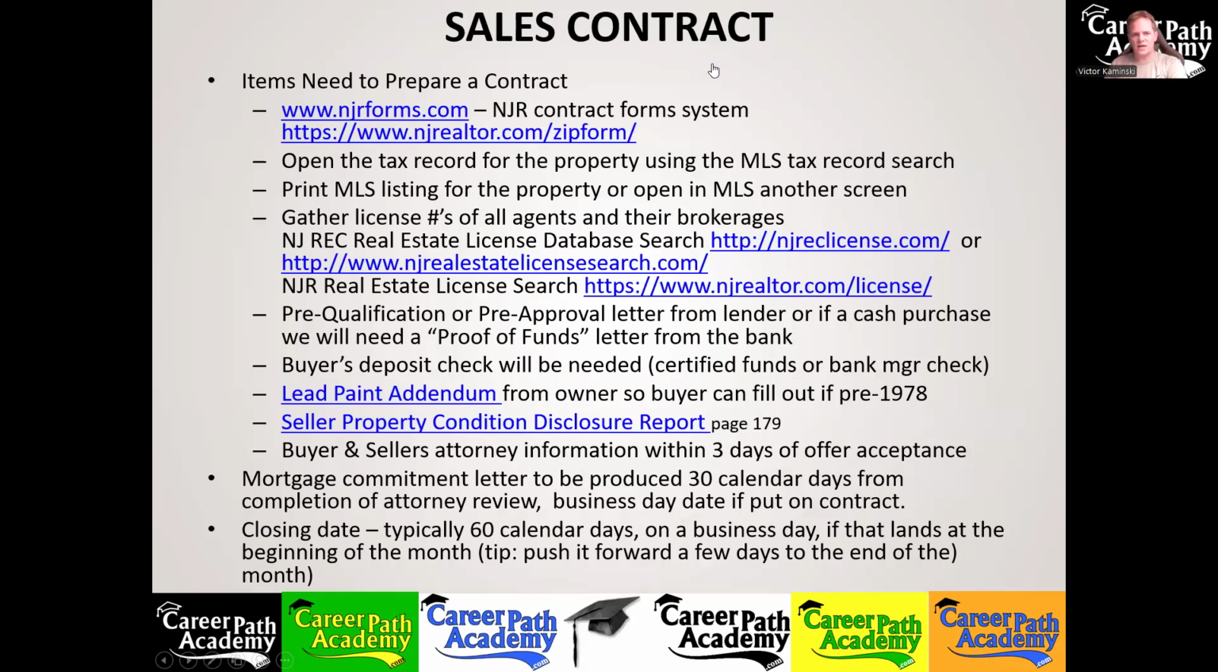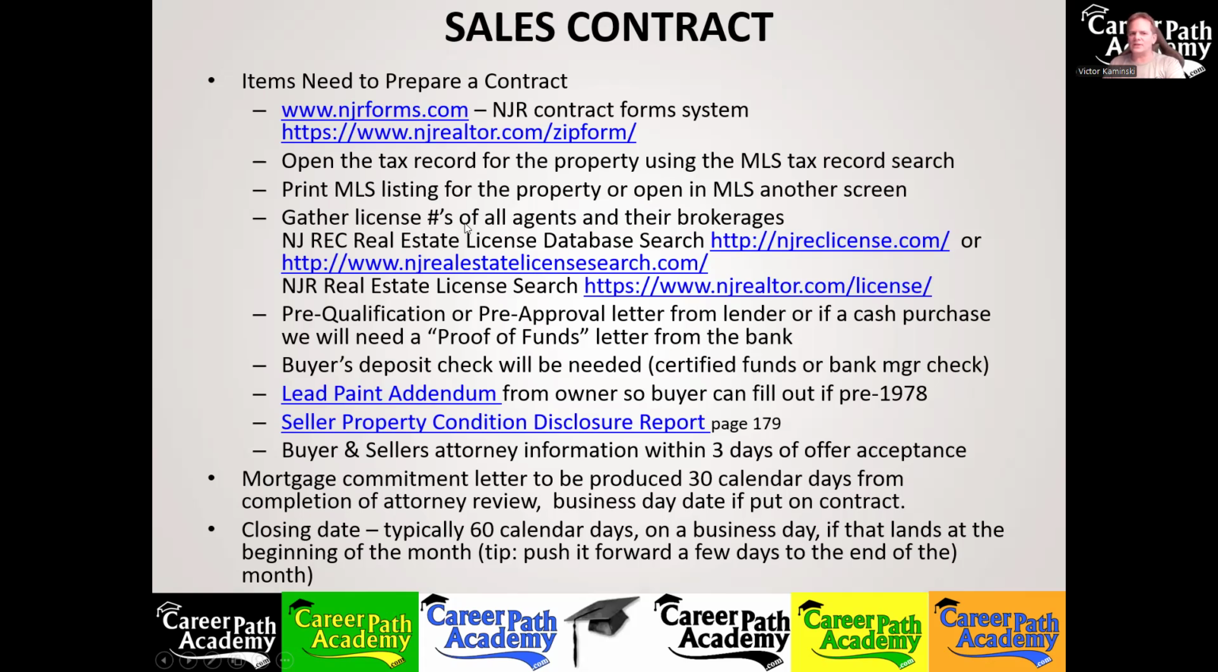So when you're preparing a sales contract, you're going to need to have a couple of windows open on your computer. The New Jersey contract form system, you can use either my link, njrforms.com, for the New Jersey Realtor contract form system, or this forwards to njrealtor.com/zipforms. Either one you go to, it takes you there. You can open the tax records for the property using the MLS tax records search. You can print the MLS listing of the property, or keep it open on another screen because you're going to have to get information from the listing and put it in the contract and go back and forth.